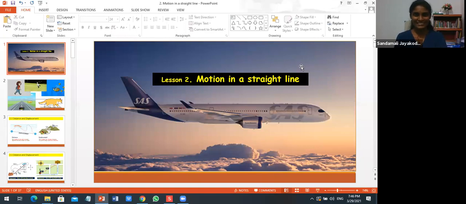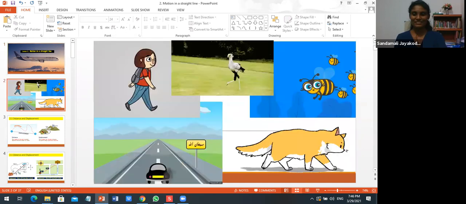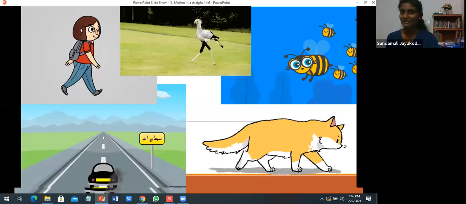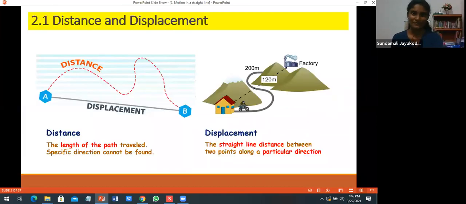Here our lesson is the motion in a straight line. So here, what is the displacement and distance at the beginning? I hope you can remember it. Can you remember what is the difference between distance and displacement? Can you tell me?